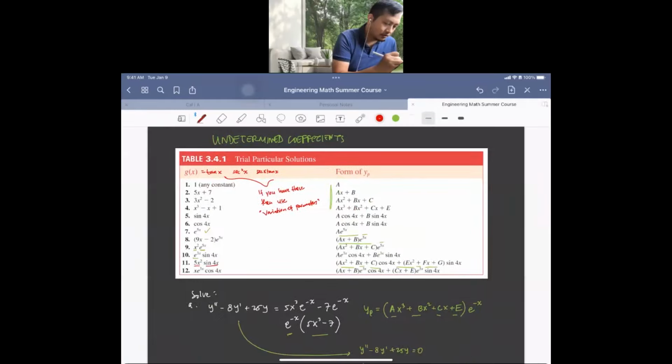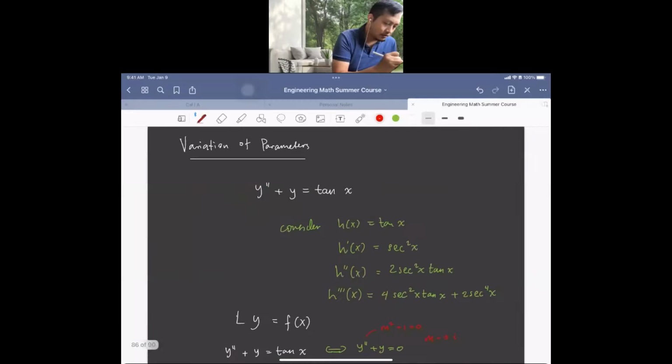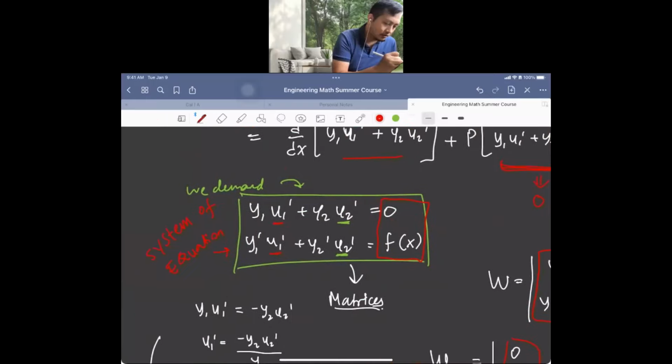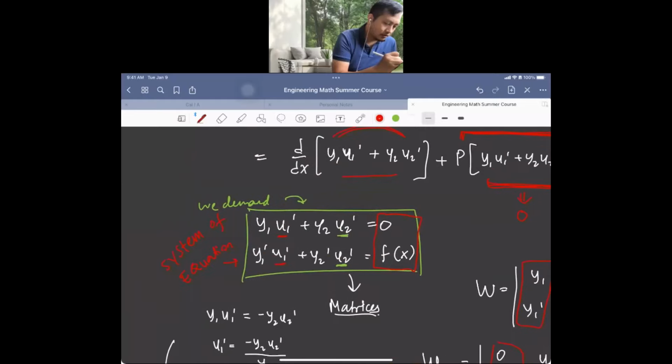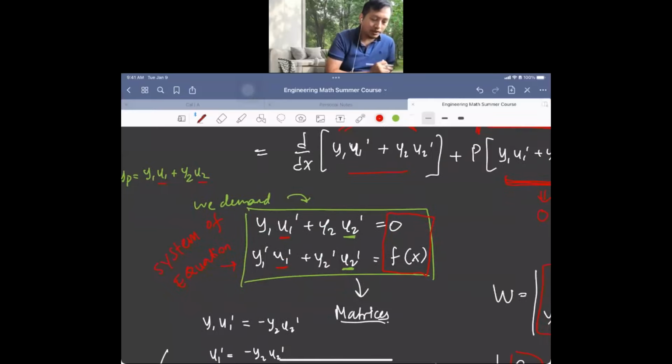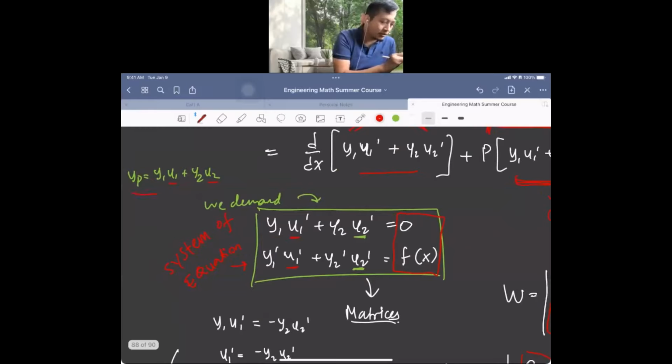Now, the use of variation of parameters is basically we are going to assume that our yp is y1 u1 plus y2 u2. And the idea is we need to find u1 and u2 through this Wronskian and determinants, and using Cramer's rule. When we find the u1 prime and u2 prime, we integrate both and we get u1 and u2, and that is our particular solution.